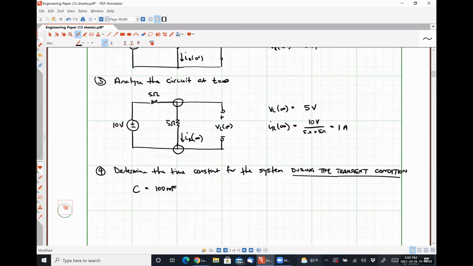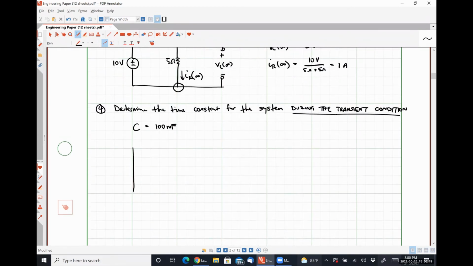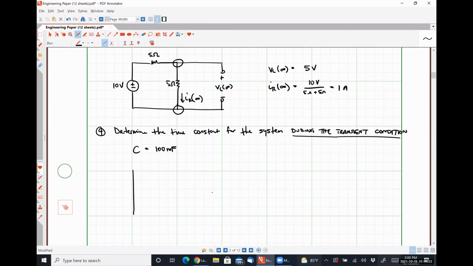All right, to determine my equivalent resistance seen by my capacitor, it's the Thevenin resistance seen by my capacitor, which means I need to be looking at the dead network. So my voltage source will be short-circuited. It's during the transient condition, which means my switch is closed. So I'll have the 5 ohm resistor connected to this other 5 ohm resistor. Here's where my capacitor is.